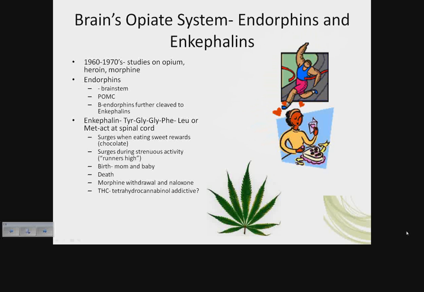Enkephalins are 5 amino acids containing tyrosine, glycine, phenylalanine, and either leucine or methionine. And that's what I said on the previous slide, and I'm repeating here on this slide. They are the smallest of the molecules with pain-killing or opiate activity.